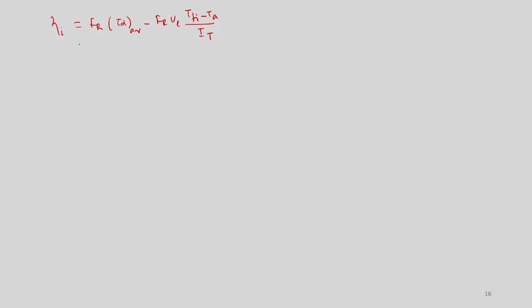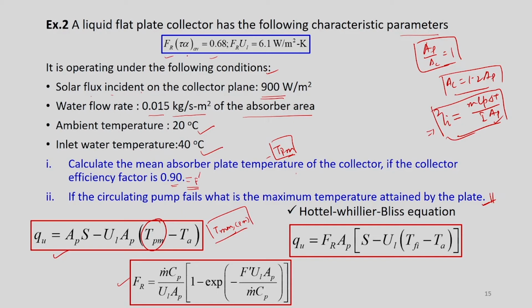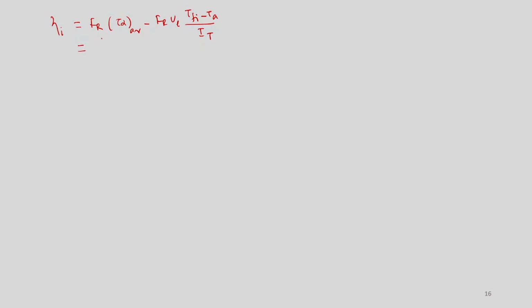And if we substitute those values, because FR tau alpha average is given to us, and FR UL is given, straight away you can use those values here. So, it is 0.68 minus 6.1 into this temperature difference, which is 20, then IT is 900, what is given in the problem. So, this eta I is found to be 0.544. This is eta I, or efficiency of the collector.